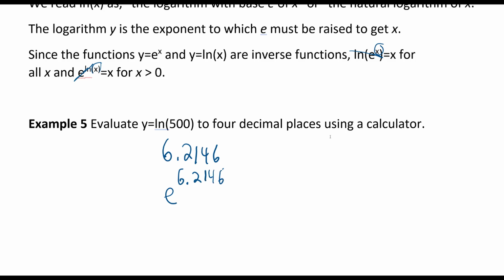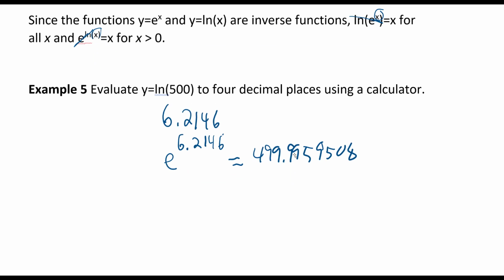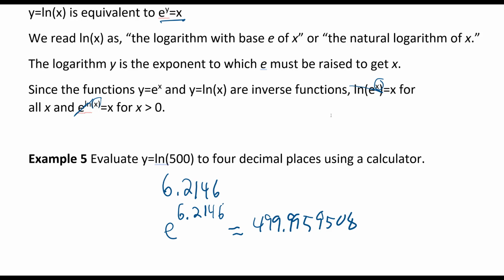So if I hit second natural log, I get this e to the x button. So then I do 6.2146. And oh, look at that. It's 499.9959508. And someone else is screaming at the screen saying, hey, significant figures, but that's okay. I'm a math guy, so we'll move on from there. And that's it for this section. So go ahead and do the homework now.